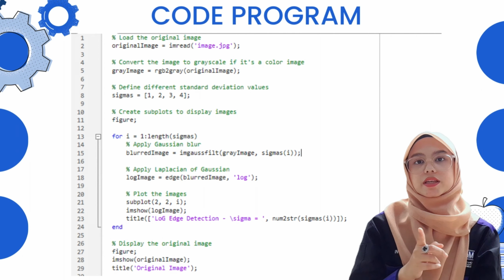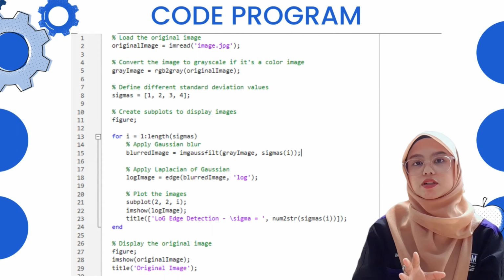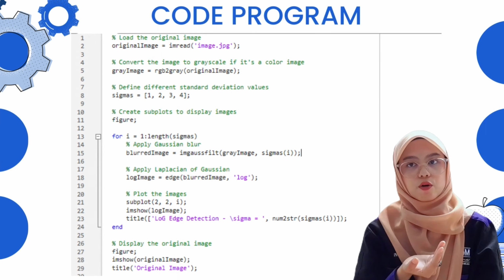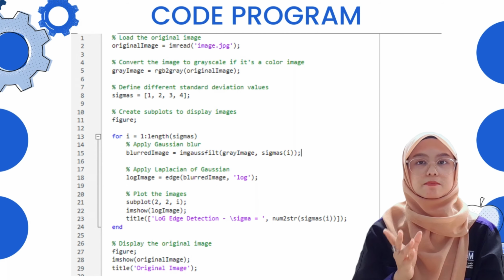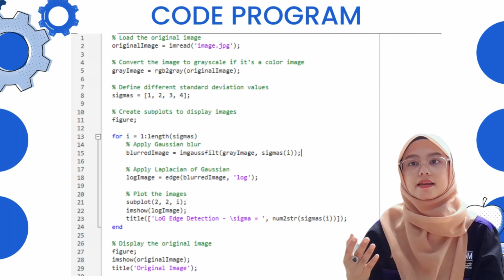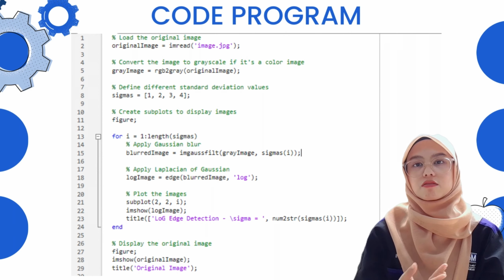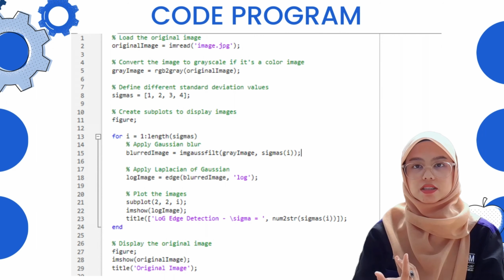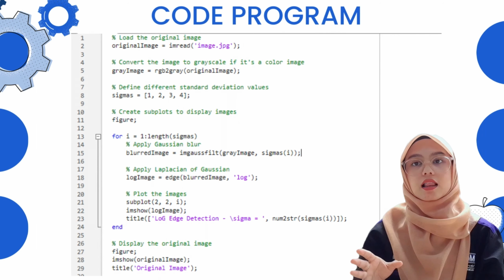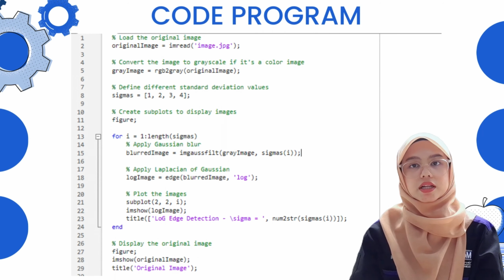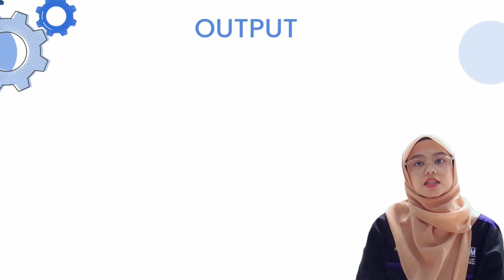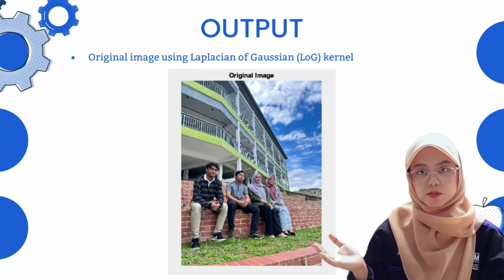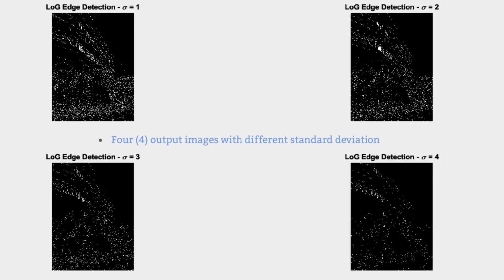Next, a loop iterates through the different standard deviation values, sigmas, as the question asks. Then for each sigma, the script applies Gaussian blur using imgaussfilt in MATLAB, and then applies edge detection using the edge function with the log method. Last but not least, we run the program and the output results appear. The resulting images are displayed in a 2x2 subplot for easy comparison. That's all from me. Thank you.